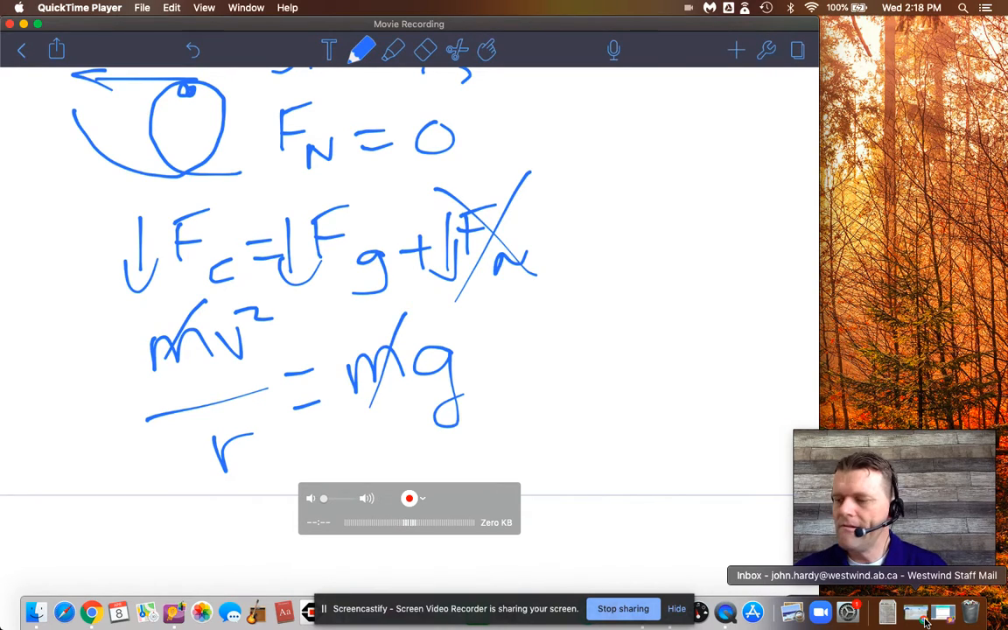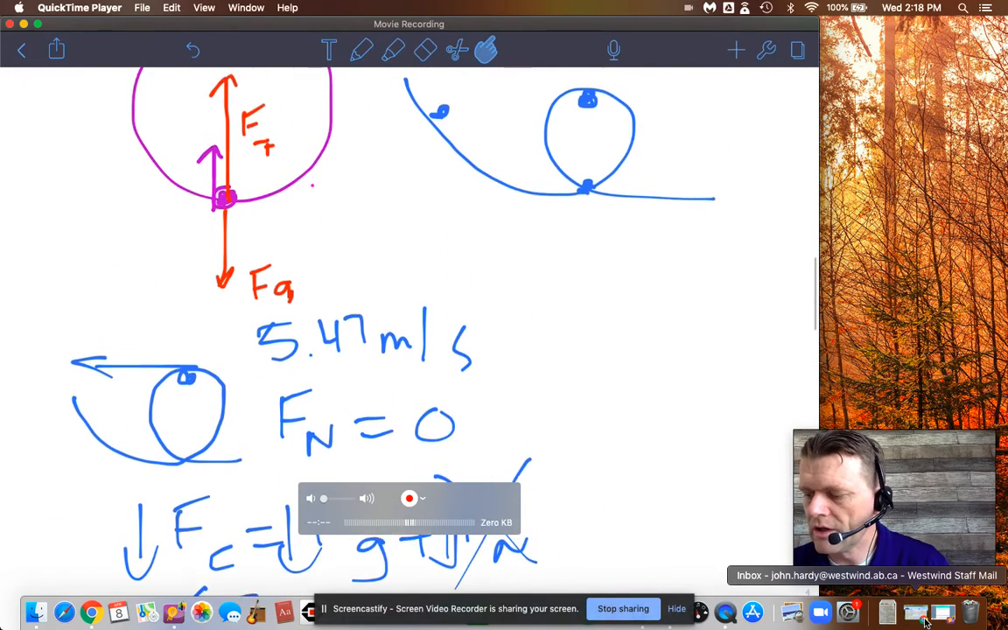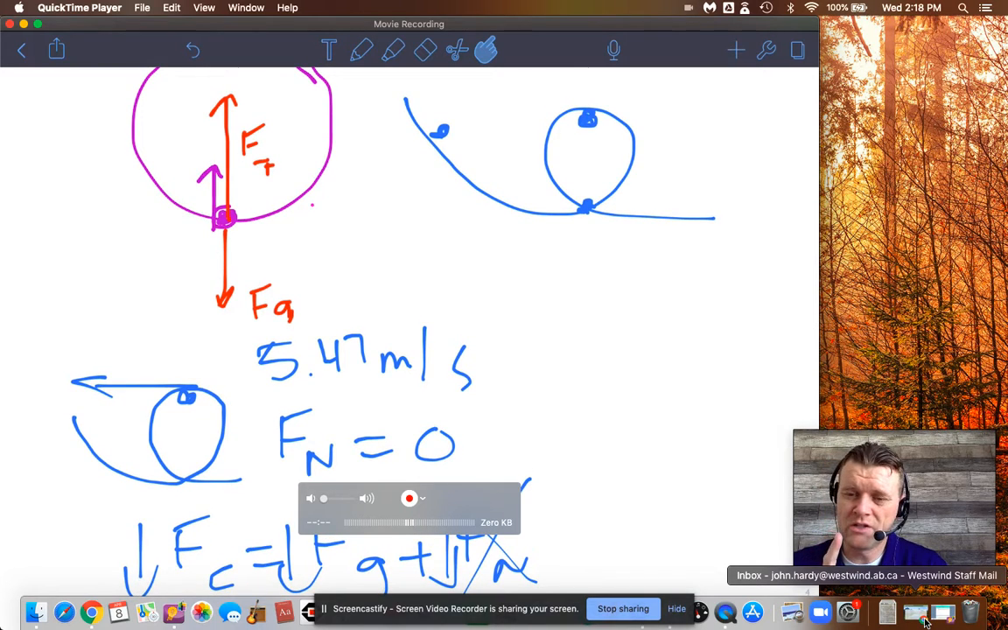Woohoo! So I can now solve for, sorry, not for v. I wasn't solving for v. I'm solving for the radius. So the radius will equal v squared over g. That's 5.47 squared divided by 9.81, which is equal to 3.05. So there I determined the radius for a vertical circular motion, in this case a mass going through a loop-the-loop, and the normal force was 0.